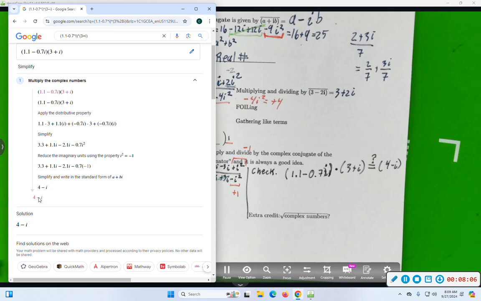4 minus i is the end result. About what it should be. Awesome. So there's a way to check.